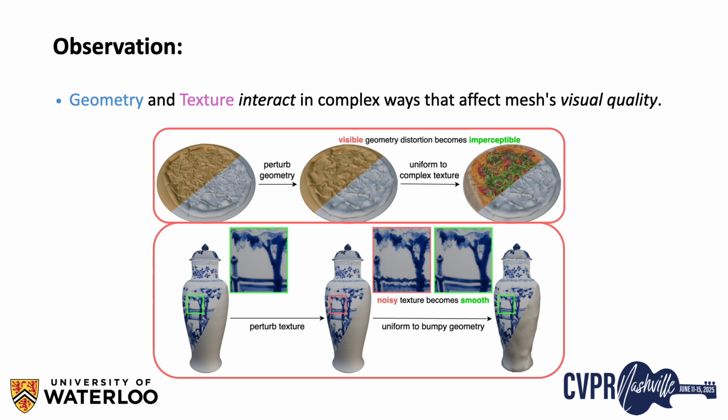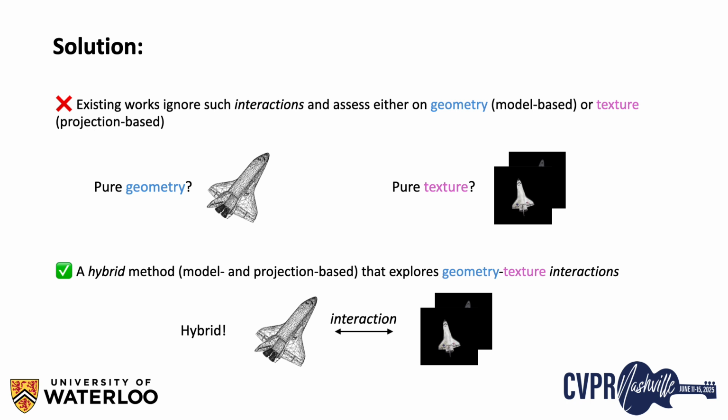This highlights the need for mesh quality assessment methods that capture these complex geometry-texture interactions. However, existing works ignore these interactions between geometry and texture. Instead, they assess quality based either on geometry, using model-based methods, or on texture, using projection-based approaches. To address this, we propose a hybrid method, which consolidates the strengths of both model-based and projection-based approaches and explores geometry-texture interactions to achieve comprehensive quality understanding.